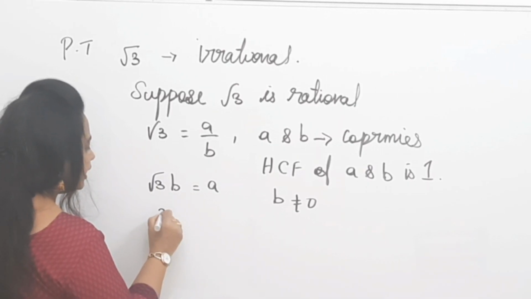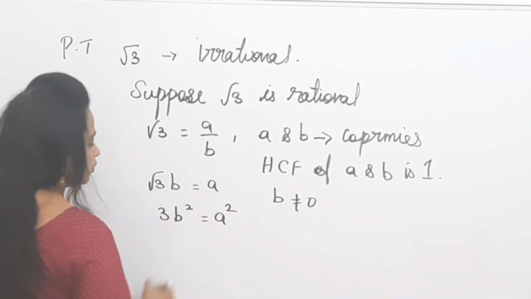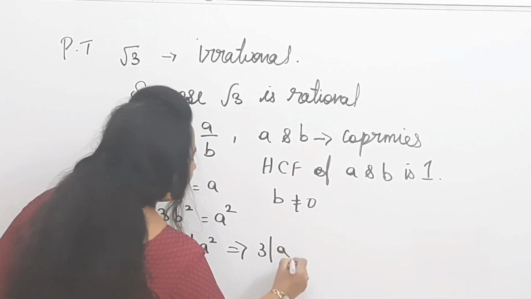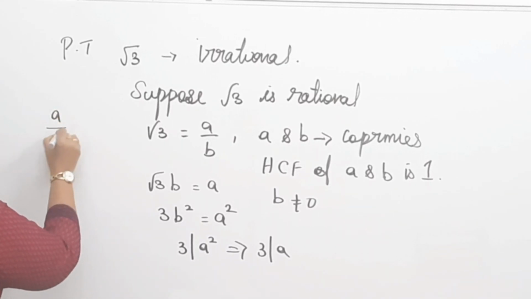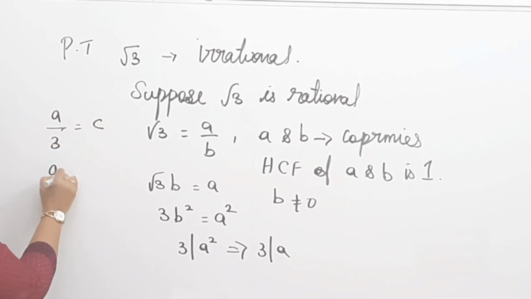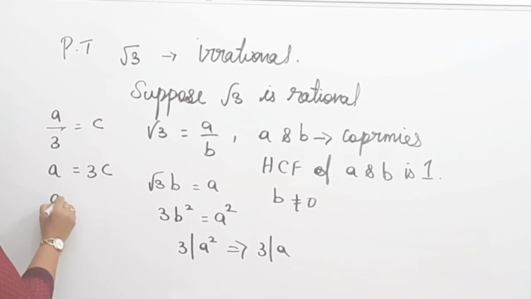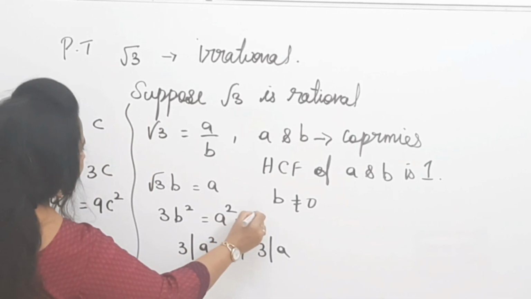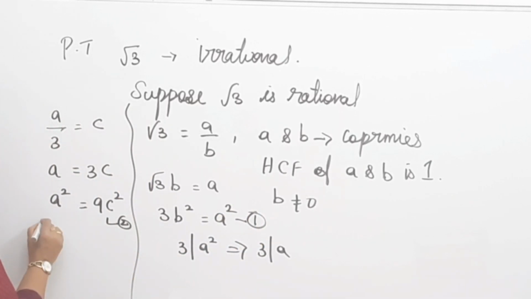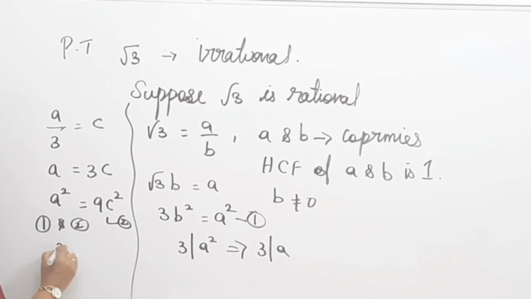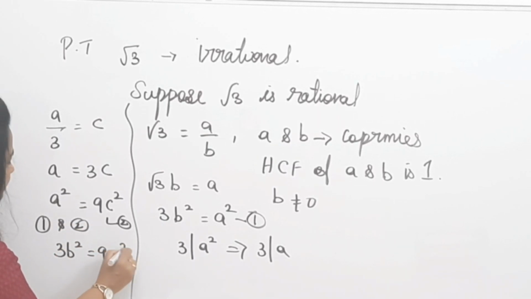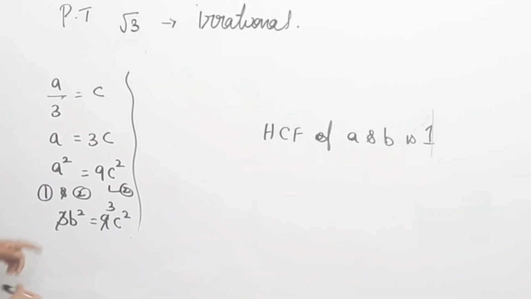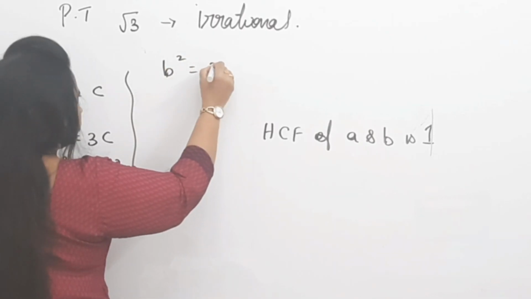Squaring on both the sides, 3b square is equal to a square. That means 3 divides a square implies 3 divides a also. So that means a divided by 3 is equal to some integer, a is equal to 3c. Squaring on both the sides, a square is equal to 9c square. Now I have this equation 1 and 2. So because of 1 and 2, I would have 3b square is equal to 9c square, which gets cancelled. So b square is equal to 3c square. Children, this implies b square is equal to 3c square.